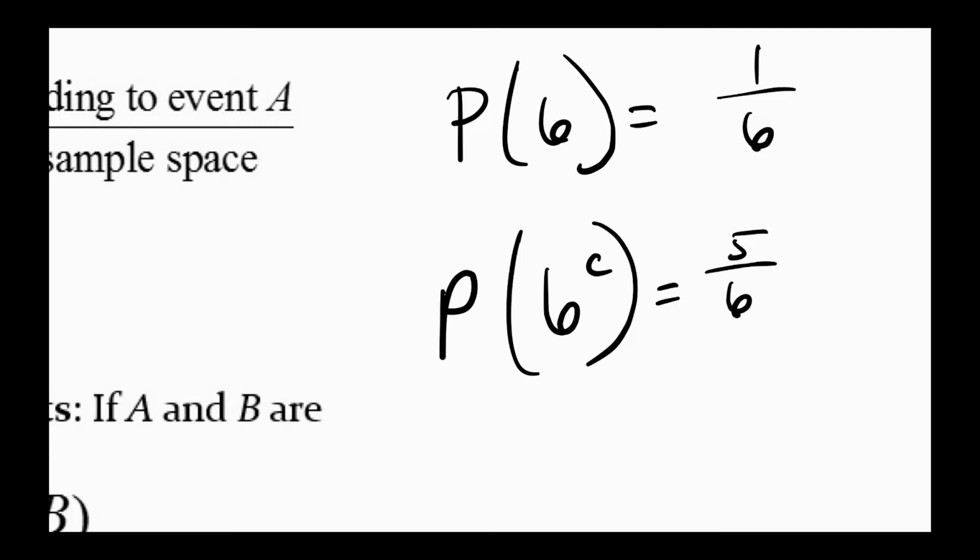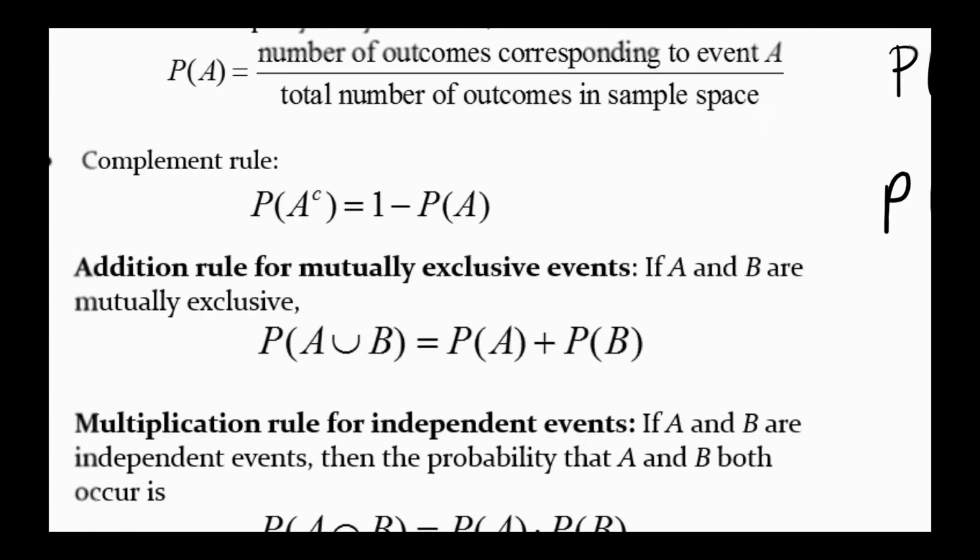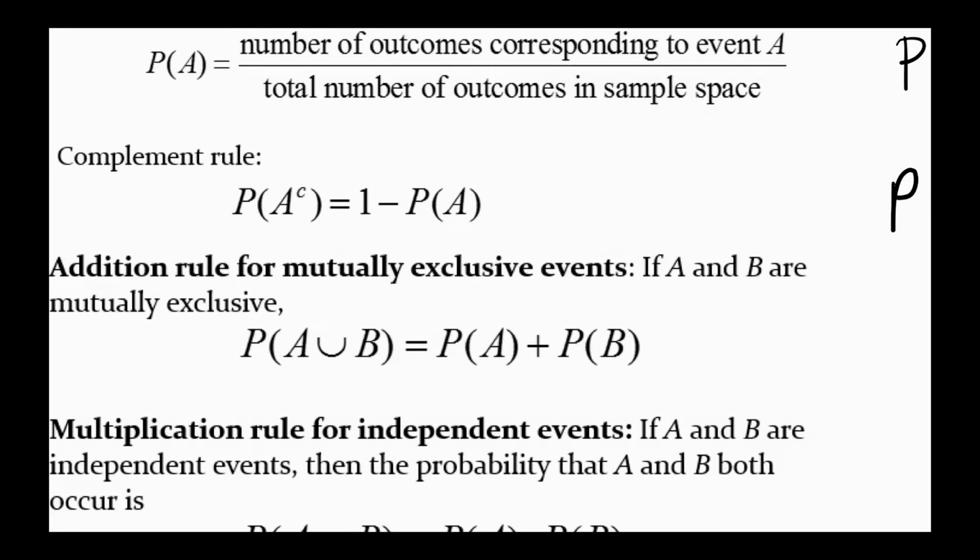Okay, so anytime you see that C up there, it means not that, right? Not that. That's what that means. That's the complement rule. So anytime you see this C here, it means not A or whatever that is, right? So it's kind of the opposite of A. What's the probability of A not happening? Okay.